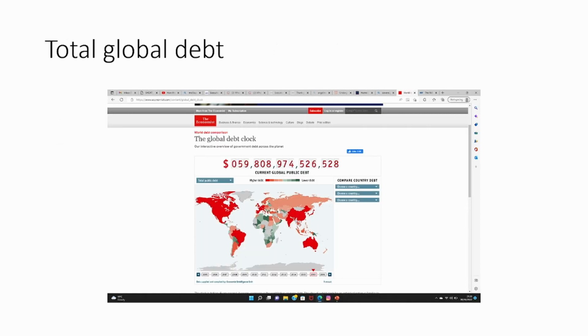You see the total global debt, it's touching 60 trillion US dollars, and I think only the US has taken over 30 trillion, I think 31 to be exact, which is more than half of the total debt of the world. And imagine if the US government defaults, what will happen to the global economy? I think it will have a huge, massive impact, right?